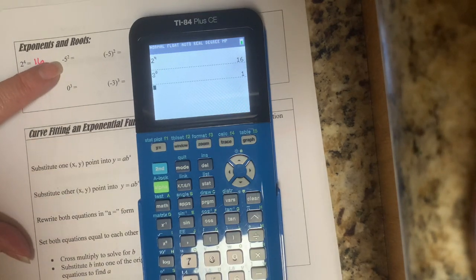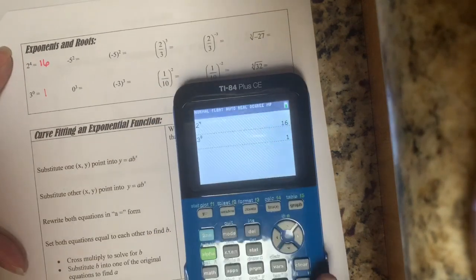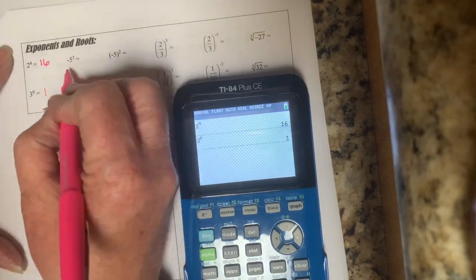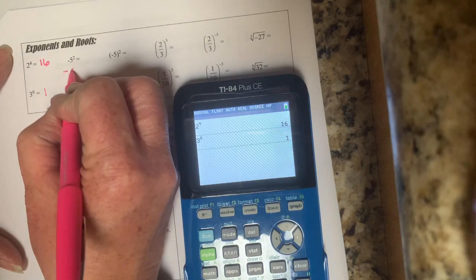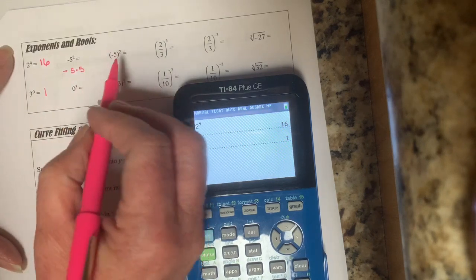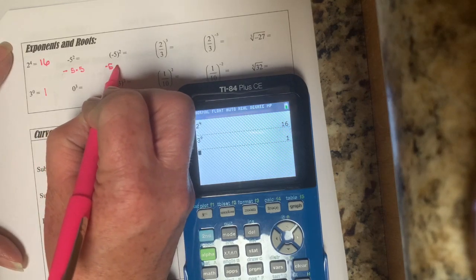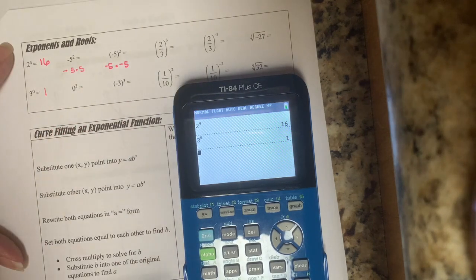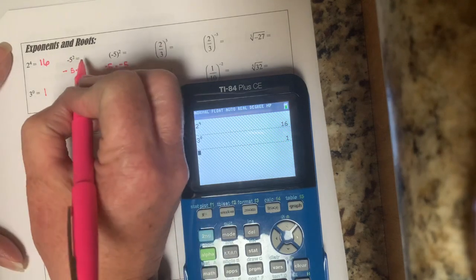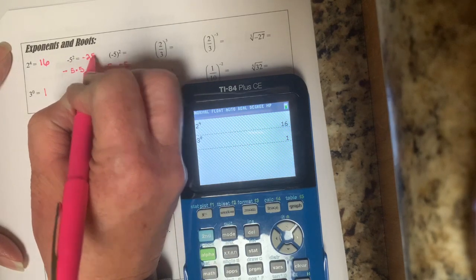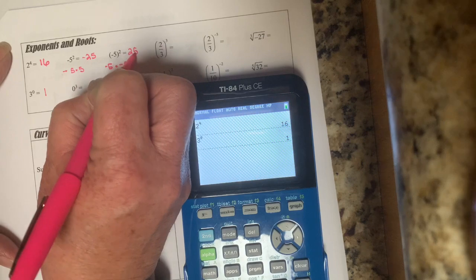So if I take -5 to the 2nd power, you guys, it's really important that I understand that -5 to the 2nd power is really saying -(5 times 5), where (-5) in parentheses to the 2nd power is really saying -5 times -5. So hopefully you understand that this one should have a -25 and this one is a +25.